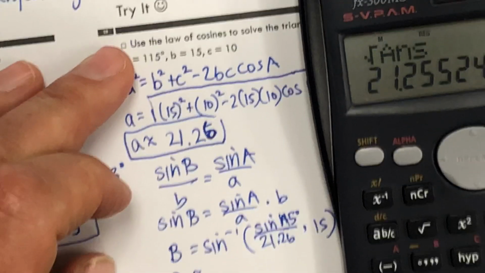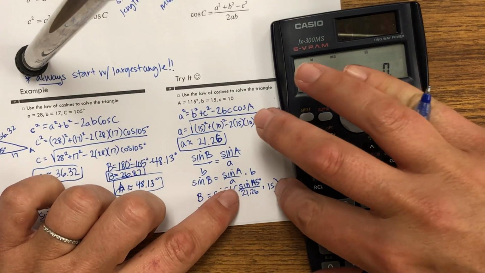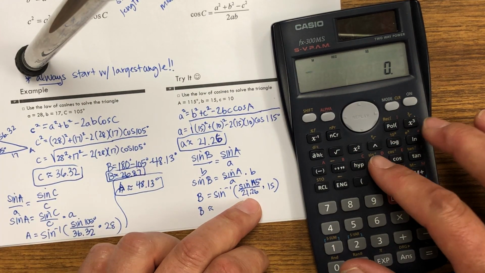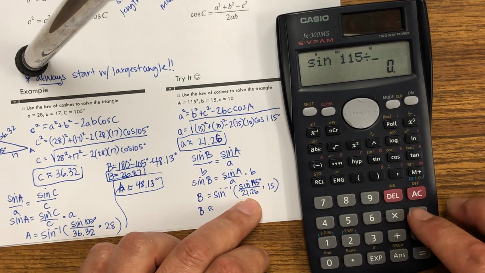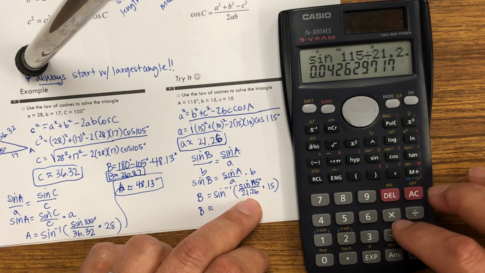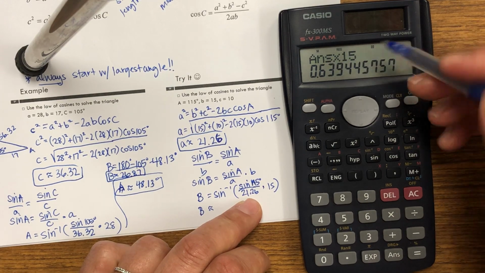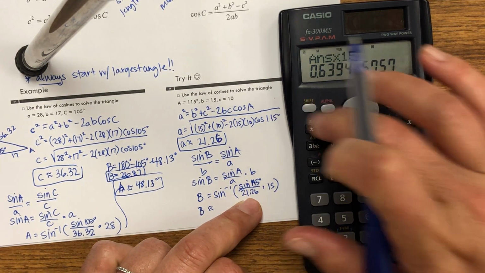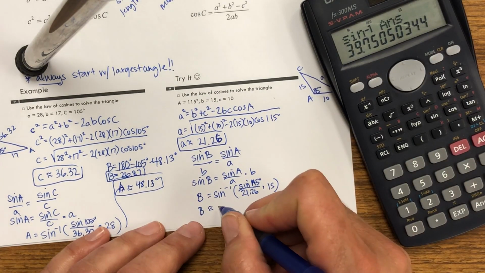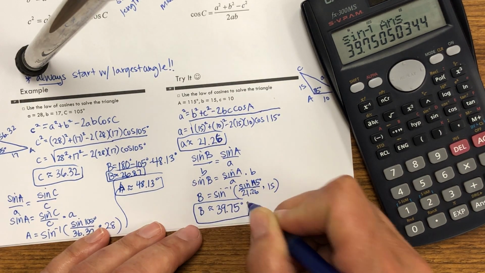Okay. So again, I'm gonna do inside the parentheses, get that answer, hit equals, and then do my sine inverse. That's how I roll. Sine of 115 divided by 21.26 equals that, times 15 equals that. Now notice that is between -1 and 1. It has to be for me to be able to do sine inverse. So sine inverse of my answer, this is 39.75. And that is an angle measurement in degrees.